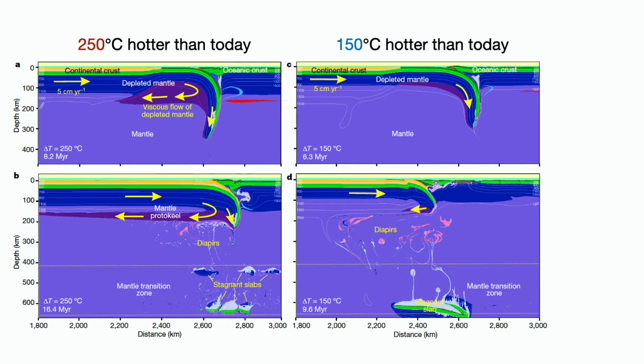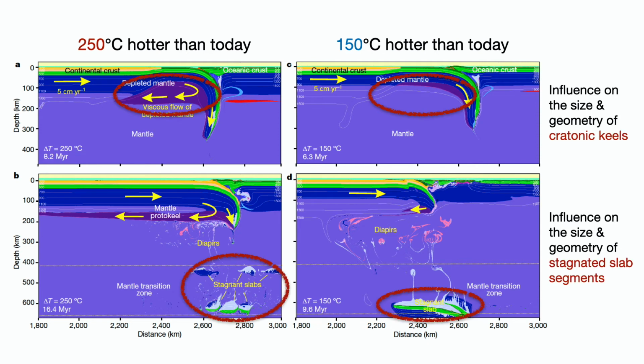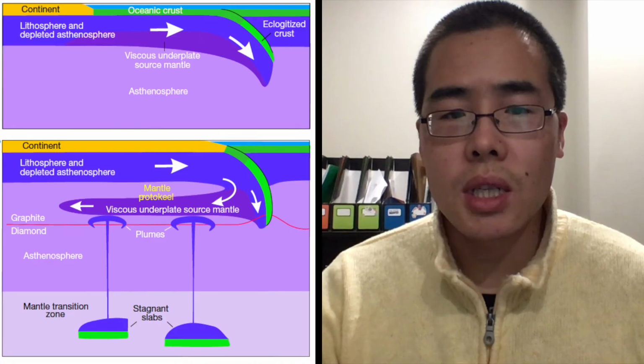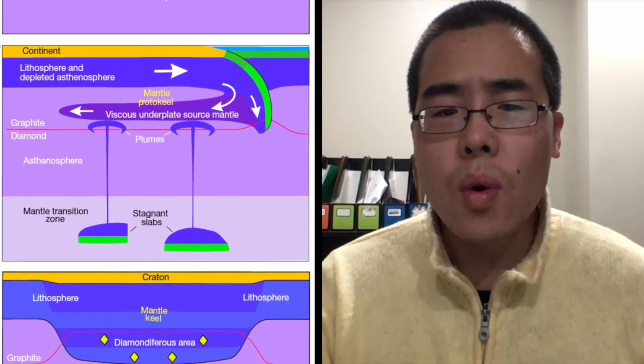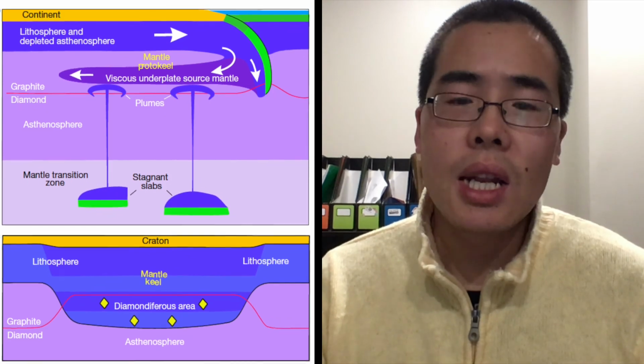The formation of the cratonic keels requires a mantle that is about 150 to 250 degrees Celsius hotter than modern Earth. This range of temperature anomalies also determines the size of the cratonic keel and the slab fragments that are stuck in the mantle transition zone. The findings in this study suggest that oceanic subductions with a highly depleted mantle in the early Earth are required to form the present-day thick, layered lithosphere beneath the cratons.